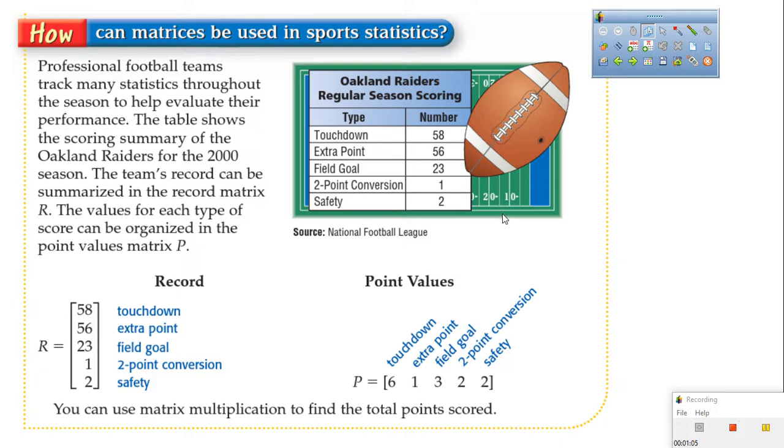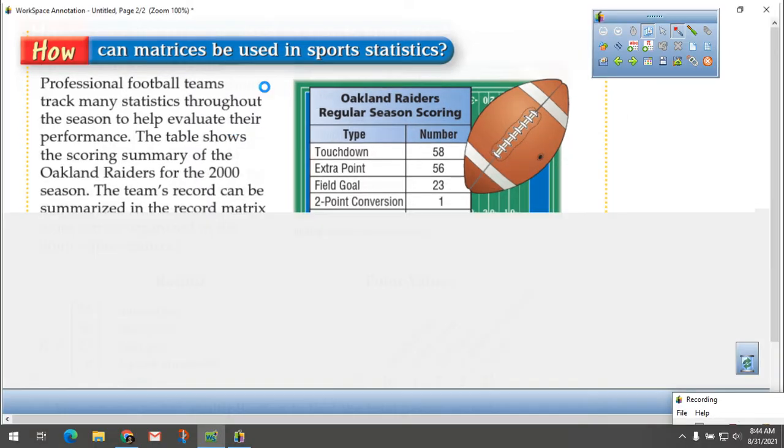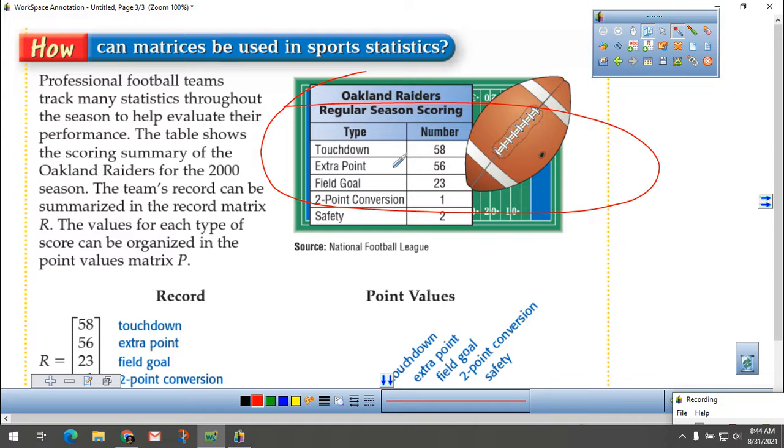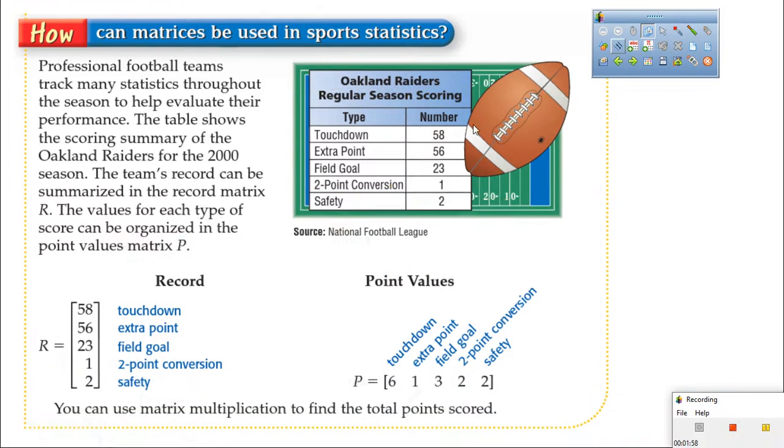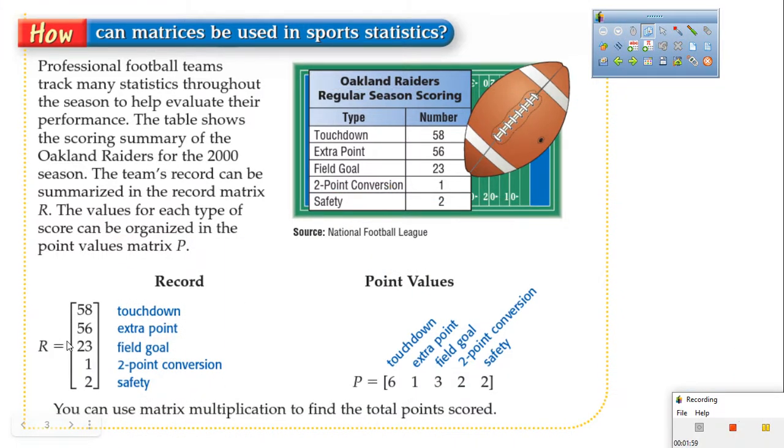Just keep in mind, why do we use matrices? To organize data. The values for each type of score can be organized in the point values matrix, or P. So what I notice here is that it says Oakland Raiders regular season scoring, and it says that there were 58 touchdowns, 56 extra points, 23 field goals, 1 2-point conversion, and 2 safeties. So we organized that information in a matrix right here, matrix R. And it looks like the dimensions of this matrix are 5 rows, 1 column. So this is a 5 by 1 matrix.